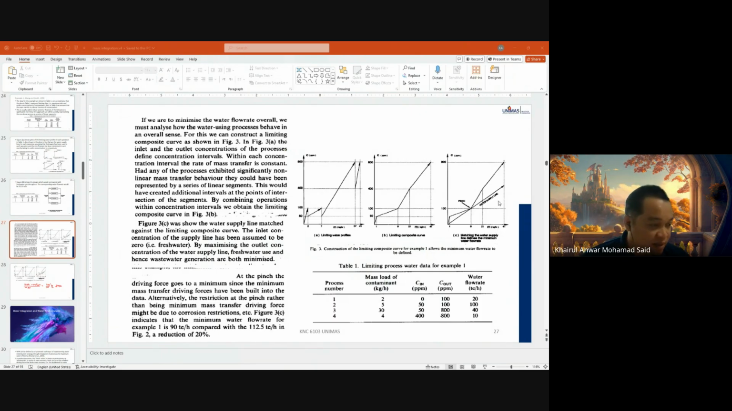So for the poll question: according to Wang Smith technology, why must a physical water supply line lie below the process limiting water profile or limiting composite curve on the concentration versus mass load graph? The answer is B, number two: to ensure a positive concentration driving force exists for the contaminant to flow from the process stream into the water.